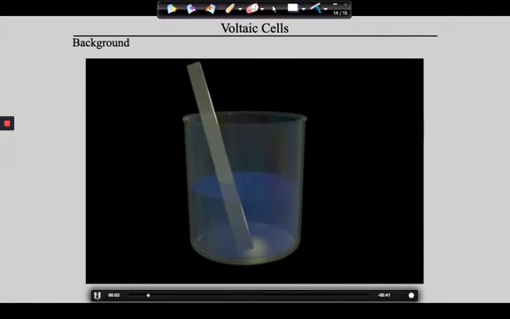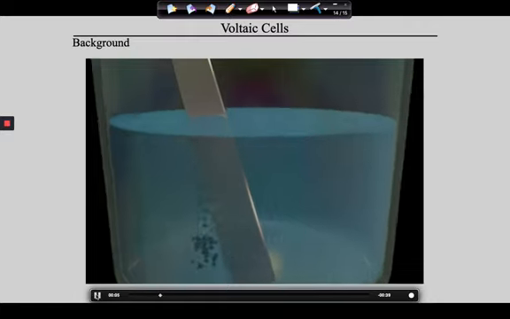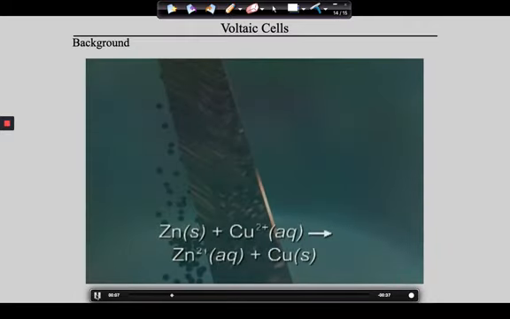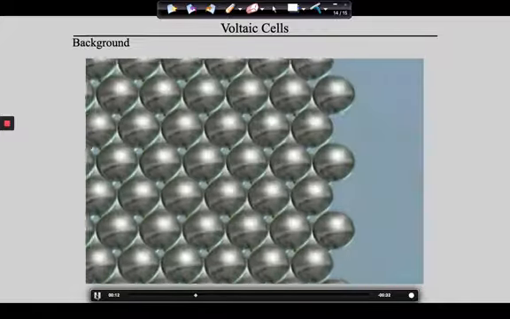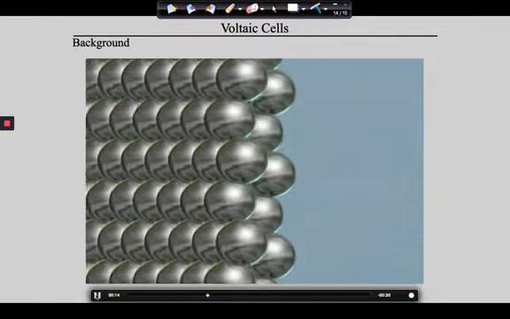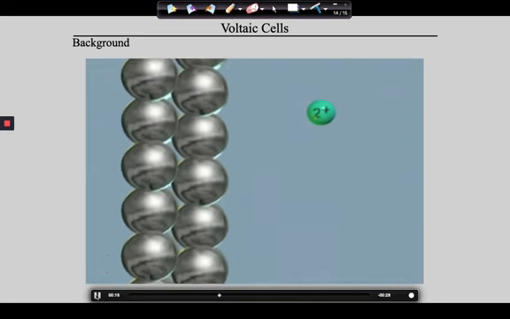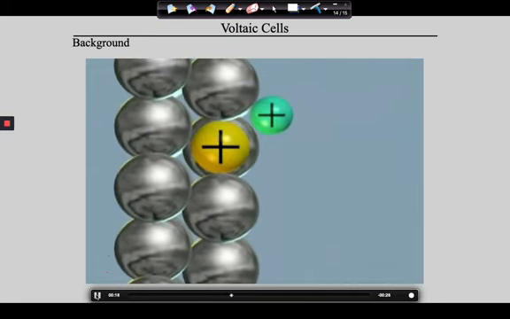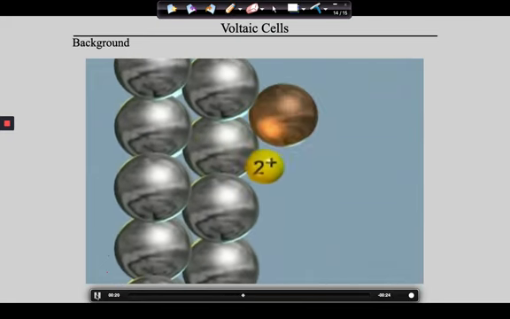When a zinc rod is immersed in an aqueous solution of copper sulfate, a similar oxidation-reduction reaction occurs. In this reaction, zinc is again oxidized. Now, however, copper 2 plus ion is reduced to copper metal.